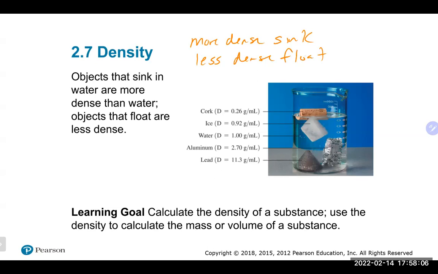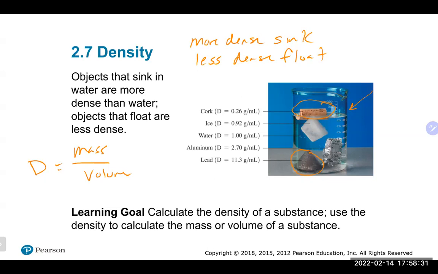Density really is basically the mass of an object to its volume. And we can see here, we've got things of different densities. Obviously the one at the top should have the lowest density. The one sitting at the bottom should probably be the heaviest, or I guess higher density is a better way of wording that.